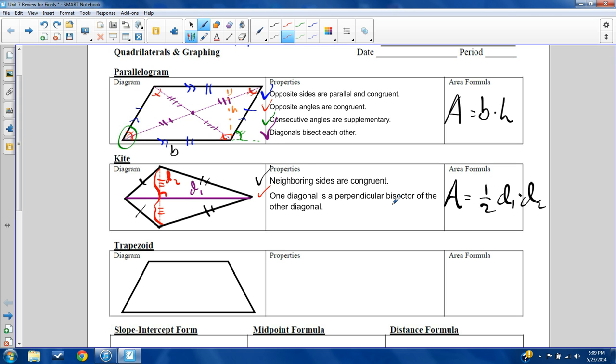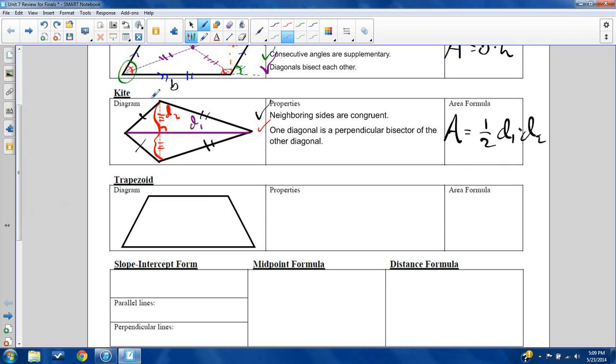Area's 1/2 of it. And really, I'm not going to restructure it and everything else. I did in the other video, like I said. But really, D1 is like the base of a rectangle over here, and D2 is like the height of a rectangle. Take the area of that rectangle, you get it right here. Well, the kite is half the area of that rectangle. Okay, that's all it is.